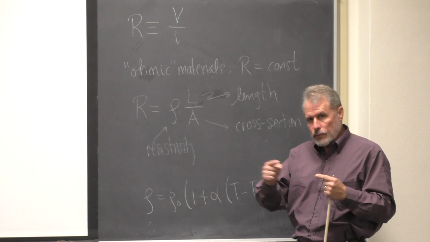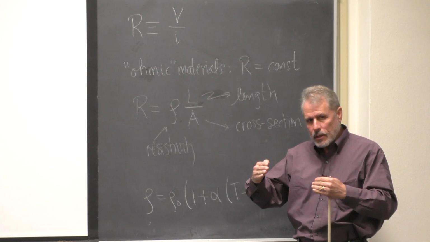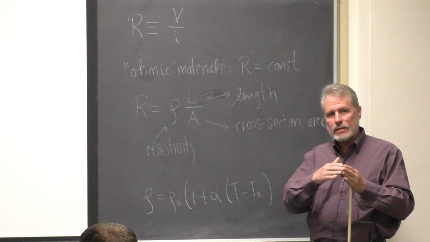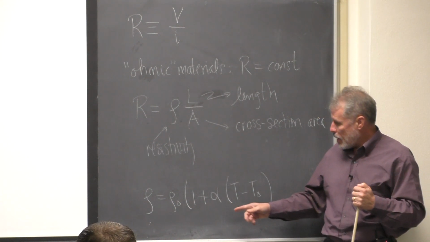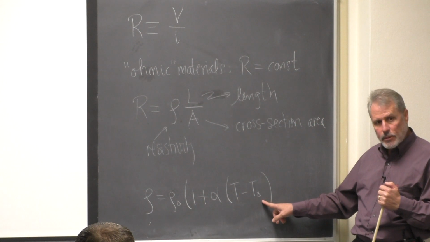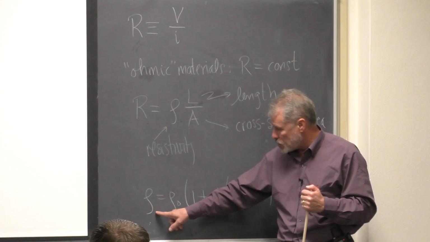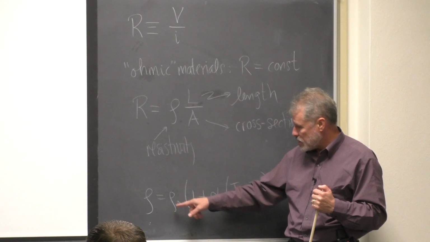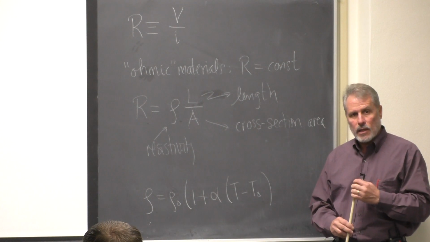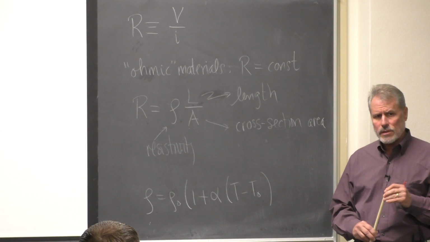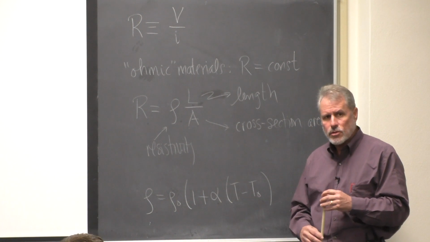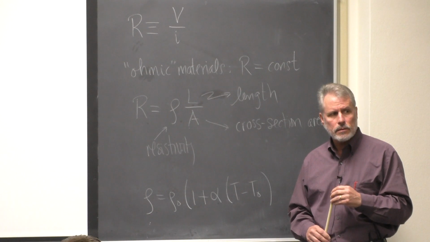Over some temperature span, the resistivity, as a function of temperature, can be approximated by a linear relationship in this fashion. This is the resistivity at some reference temperature T0. At a different temperature T, the resistivity is going to be the resistivity at temperature T0 times this factor, where alpha is the temperature coefficient of resistivity. Alpha has dimensions of inverse degrees centigrade or Kelvin.